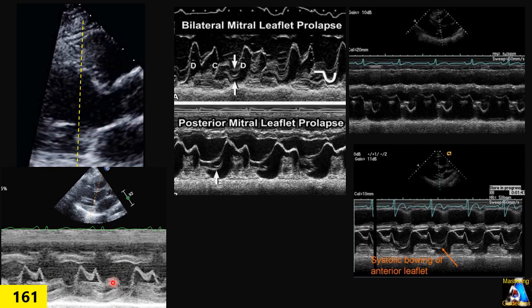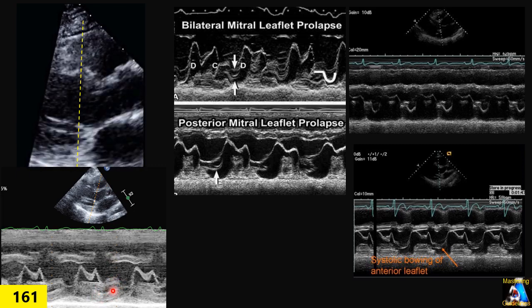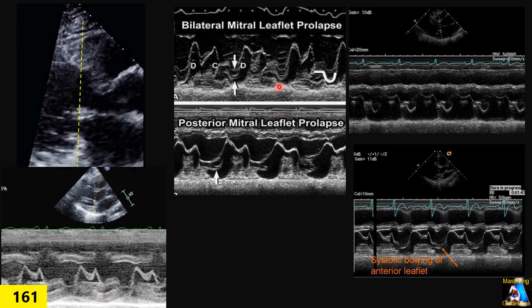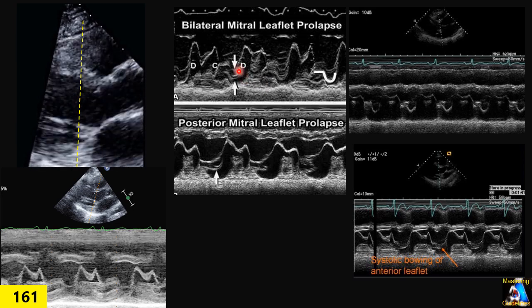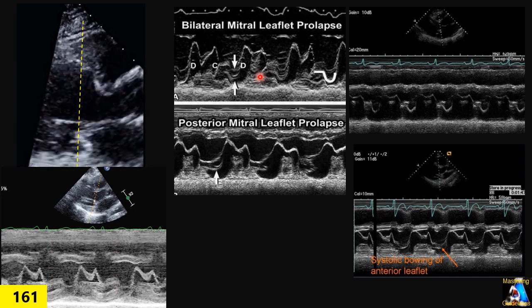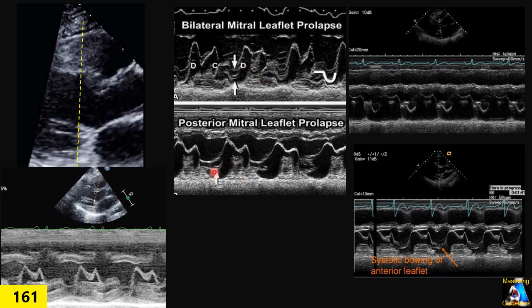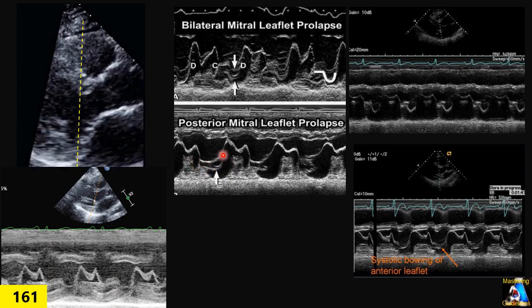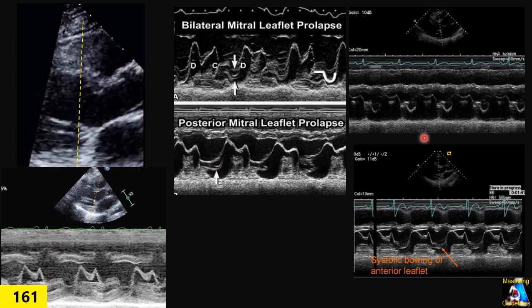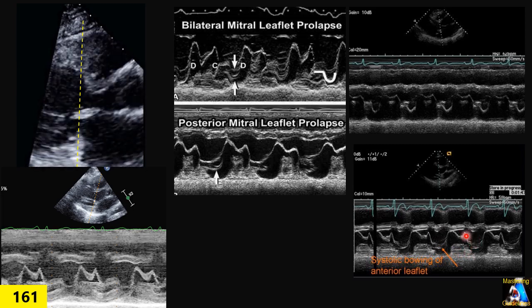For example, in this case, you can see the posterior mitral valve leaflet moving posteriorly during systole, or in this case you can see both of them move posteriorly, so we have bilateral or bileaflet MVP. Here we have only the posterior leaflet moving. It is almost at the correct center and separate, and you can see how much prolapse we have, or here the same, and so on.